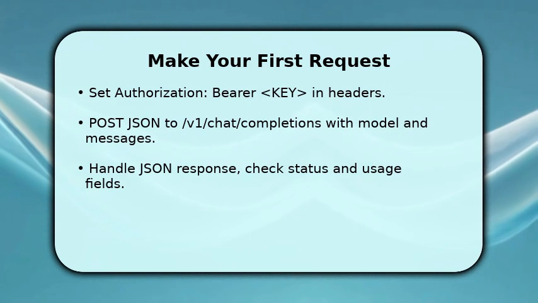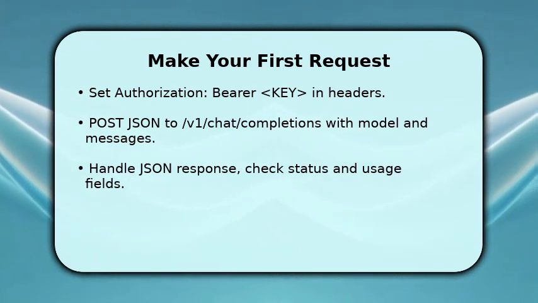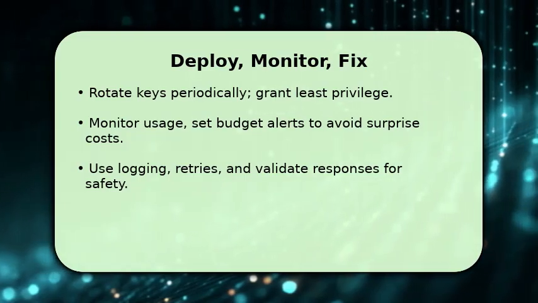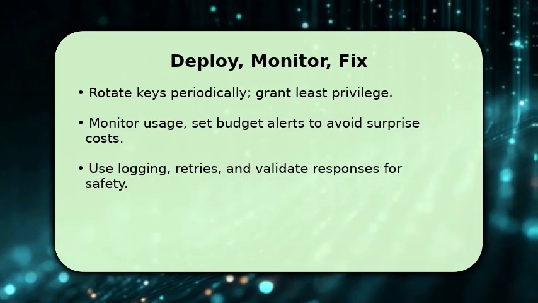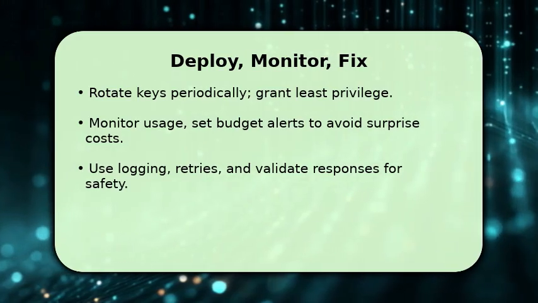You finish by deploying with safety and observability in place. Before going live, rotate keys and prefer scoped credentials, store them in a secret store and grant minimal permissions. Once deployed, set budget alerts and monitor token usage to control costs.